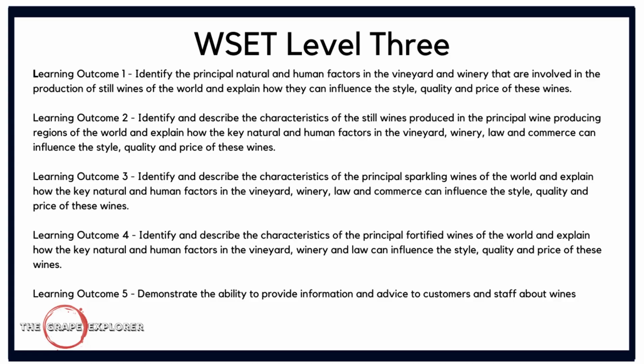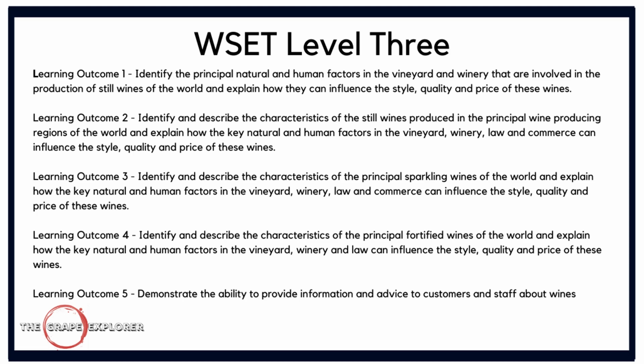And before we get onto the questions, I just want to show you how the questions are broken down with regards to the learning outcomes of the exam. So learning outcome number 1 is all about identifying the principal natural and human factors in the vineyard in the production of still wines and how they influence style and quality. Learning outcomes 2, 3 and 4 are all quite similar. Learning outcome 2 is about the principal wine producing regions of the world and the still wines that they produce. And again, it's all about the natural and human factors in the vineyard creating those wines.